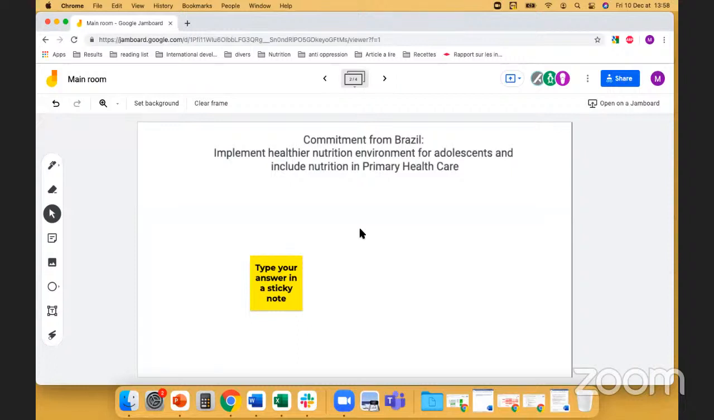You can see there a commitment that has been made this week from Brazil. Brazil committed to implement healthier nutrition environment for adolescents and include nutrition in primary healthcare. If you have any policy recommendation that you think should ensure progress for this N4G commitment, please type your answer either in the sticky note or use the chat box on Zoom, and I will be able to put it there myself. Does anyone have any thoughts for progressing on these N4G commitments? Any idea?